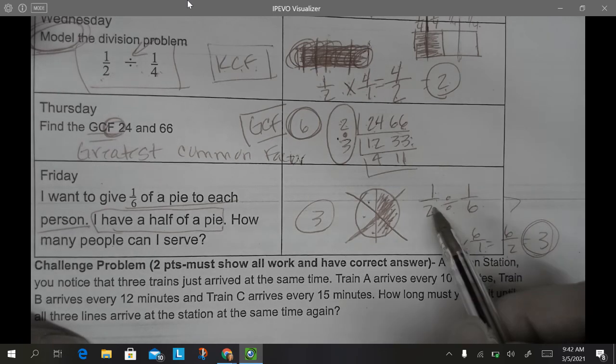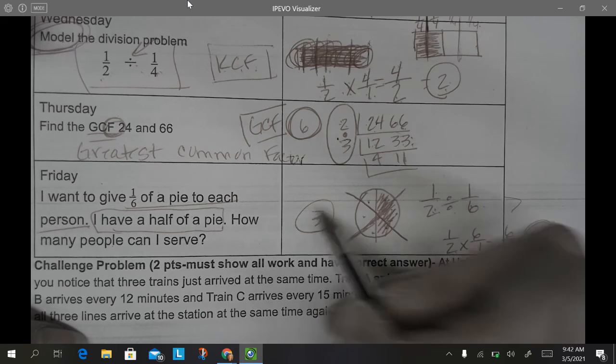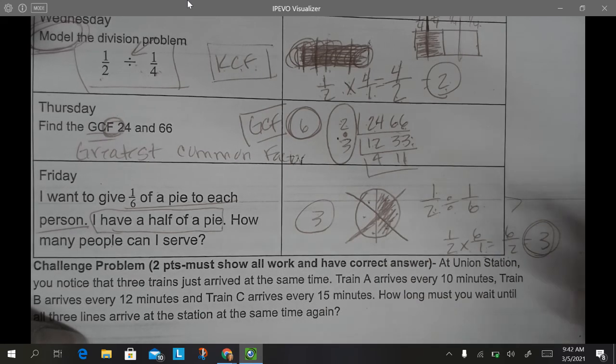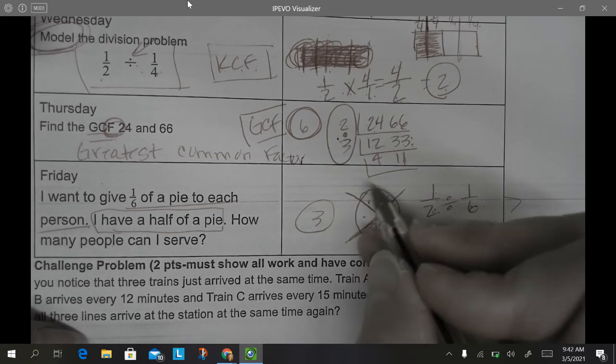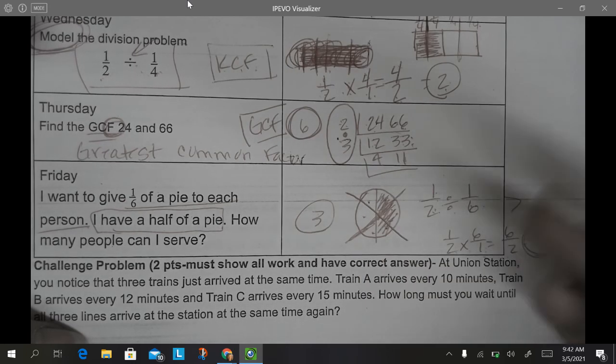If you want to do it numerically with the numbers, you can. Just think about what you have and what you have to break it up into. Or if you want to draw out a picture, that's fine too. You have half of a pie, and you got to break it up into as many sixths as you can. Well, you don't have these 6 because these are already gone. So you only can serve 3 people. All right, good job, guys.